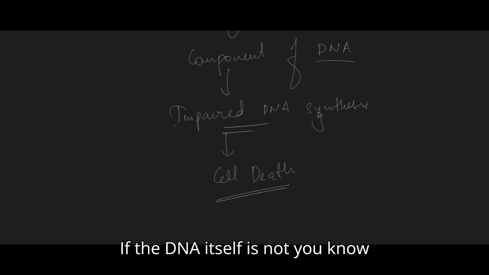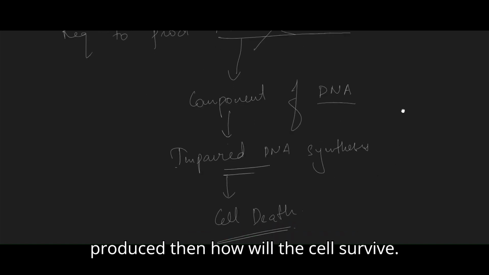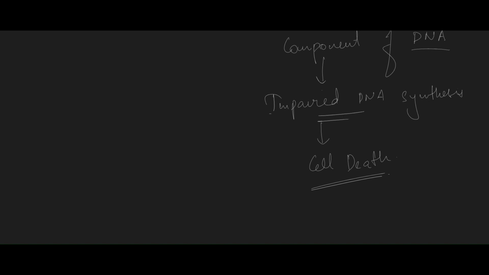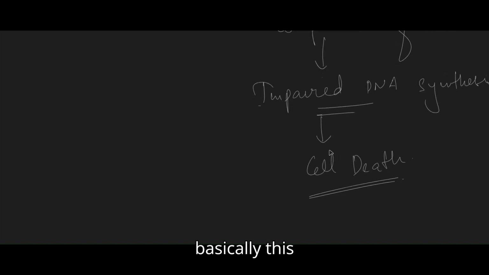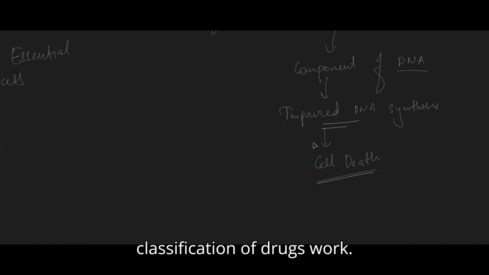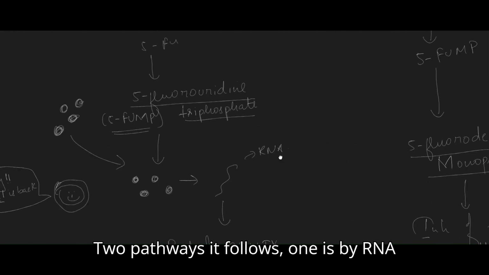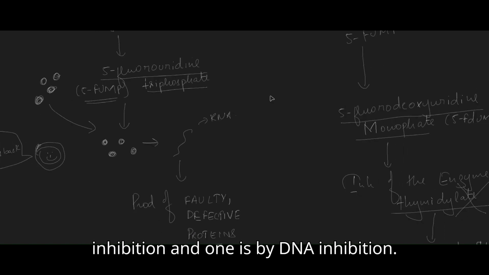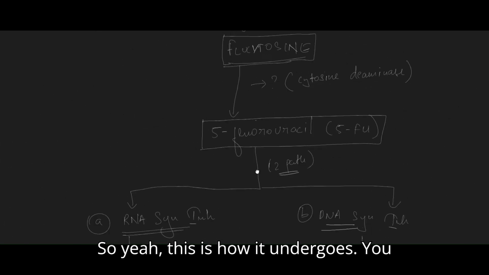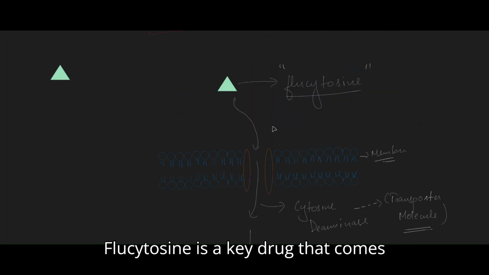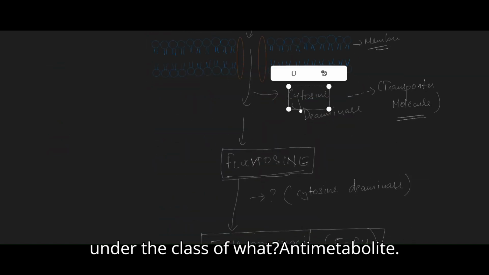If the DNA itself is not produced, then how will the cell survive? So this is how basically this classification of drugs work. Two pathways it follows. One is by RNA inhibition and one is by DNA inhibition. So yeah, this is how it undergoes. You have to remember the key points. 5-fluorouracil is very important. Flucytosine is the key drug that comes under the class of what? Antimetabolite.